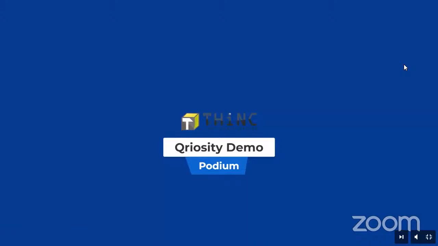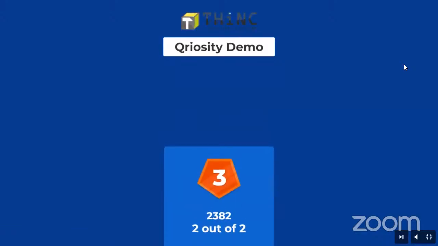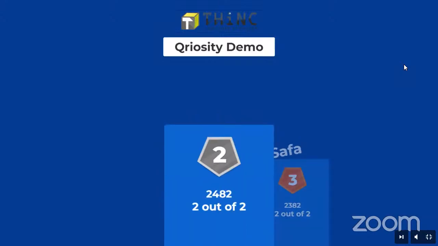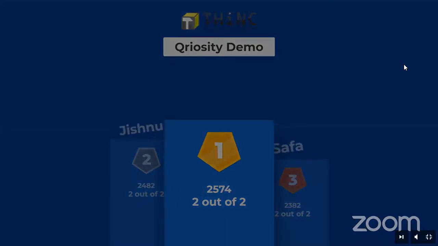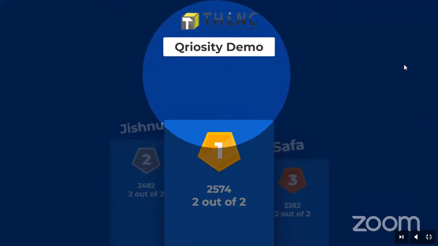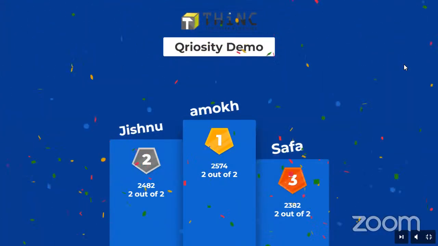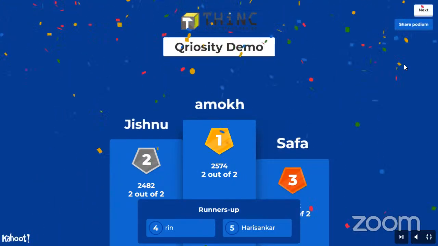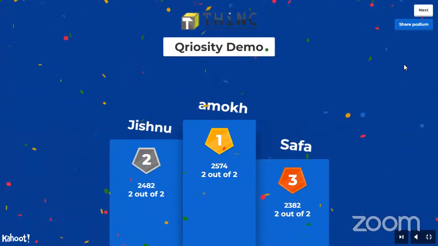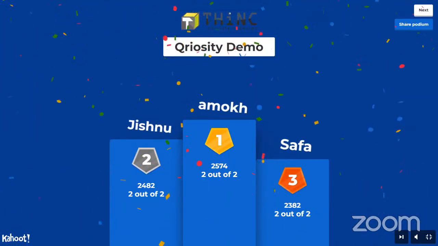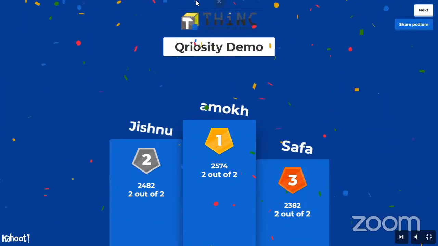So moving to the leaderboard. So this is the podium. Since the demo quiz only has two questions, here is the podium. Safa is on third, Jishnu is on second, and first in the demo quiz is Amog. So yeah, congrats Amog. Hope you will be right in the upcoming actual quiz sessions. So this is how the game works.